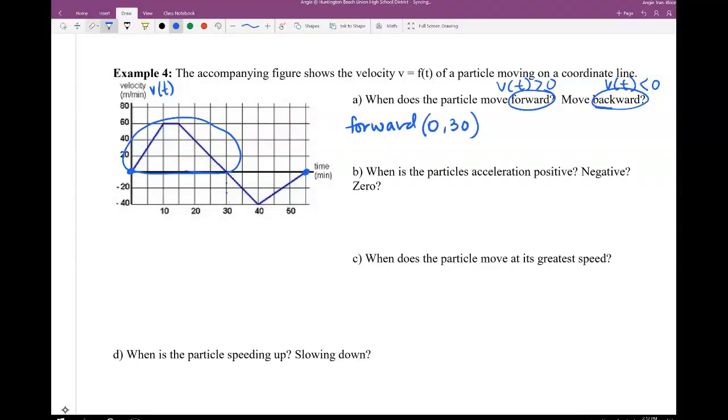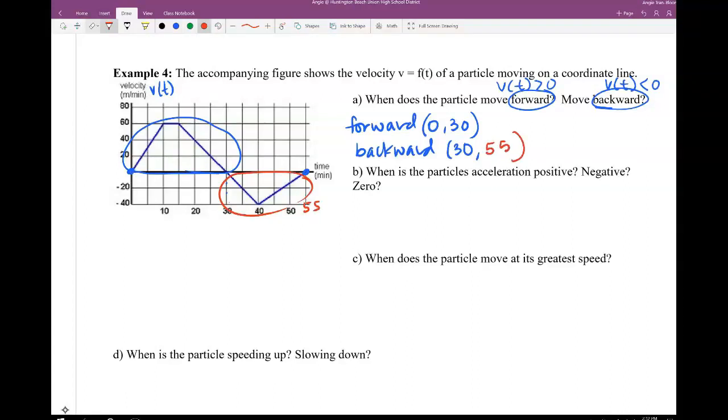Then it's going backwards, okay? Backward is starting at 30. So 30 is where it's 0, and that's where it's about to change direction. So it's not going anywhere, it's holding still, okay? All the way to, this is negative right here. Woo, right there, and that's 50, so that's 55, okay? So 30 to 55.